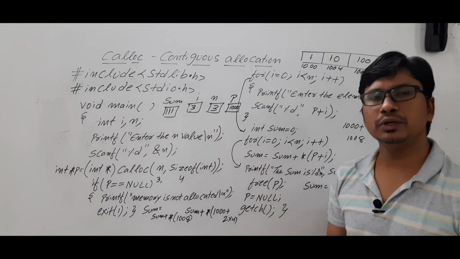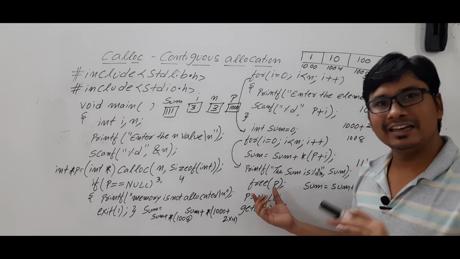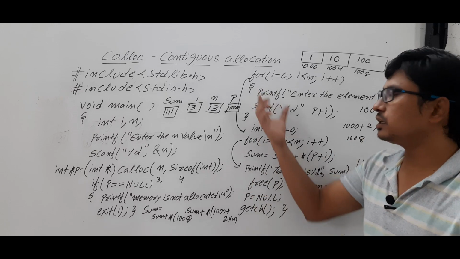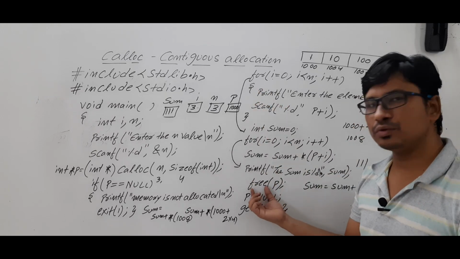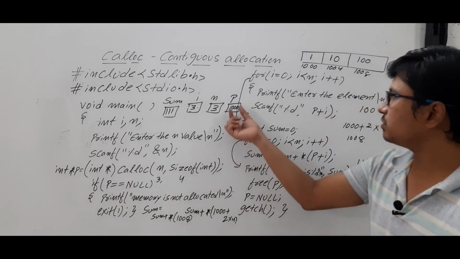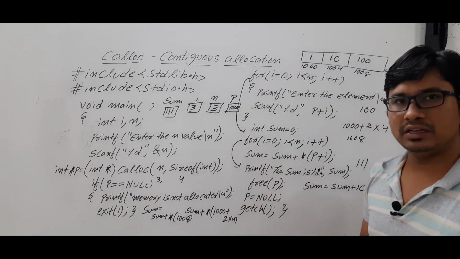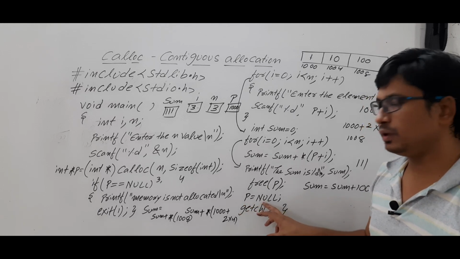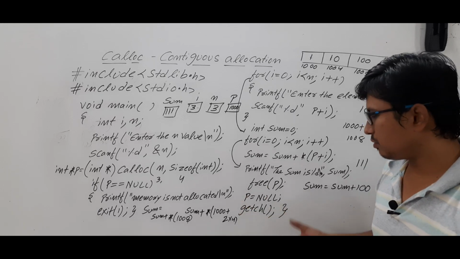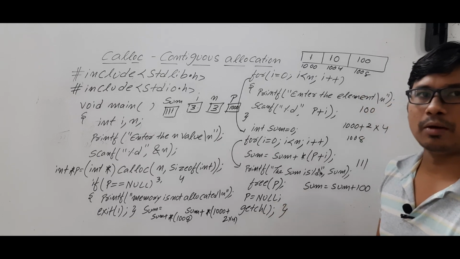Then it is your duty to release the memory which was allocated during runtime. So you have to use a function called free and give the name of the pointer which is pointing to this memory location. Once you have released the memory, it is your duty to assign the null value to the pointer. Otherwise, you will have the dangling pointer problem. Okay, so this is about the C program.